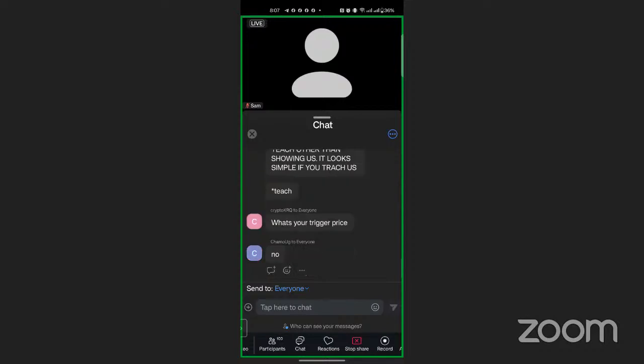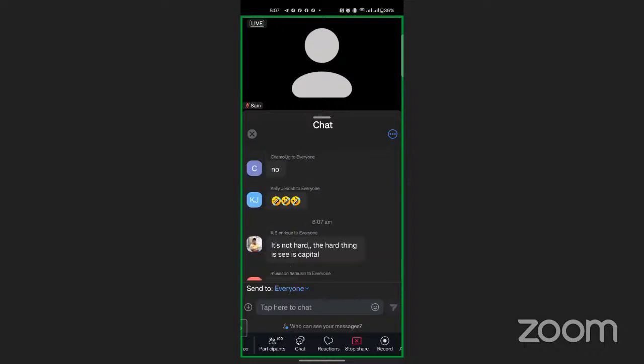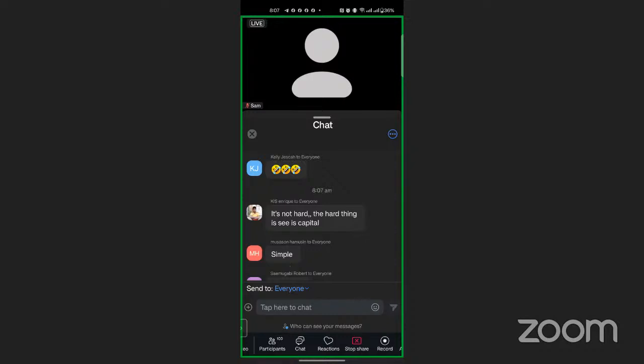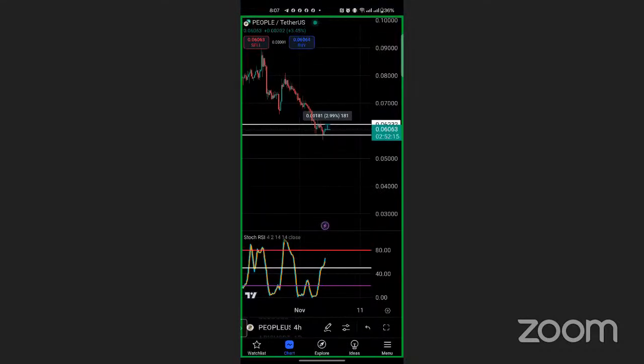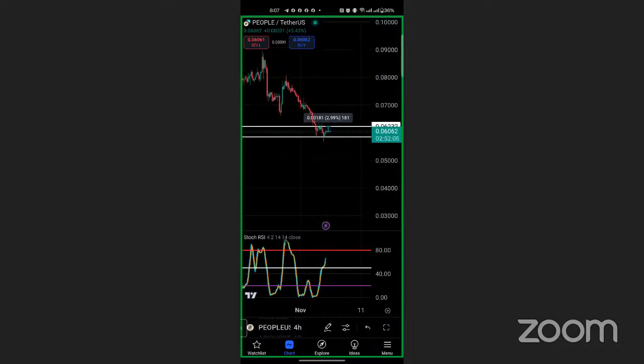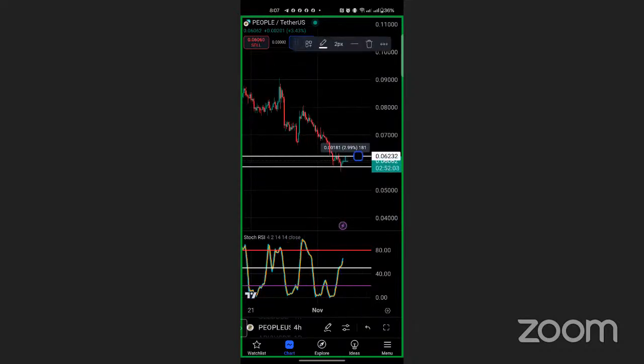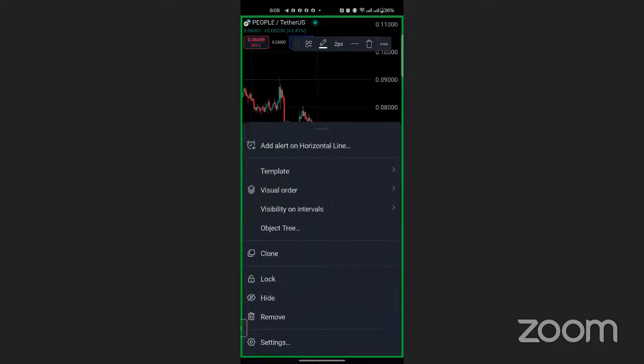Is this hard? So someone is saying the hard thing is seeing capital. You use what you have. You see, in a few hours from now, I'm using RSI, which we have learned. I'm also using a horizontal line. Okay, now let me get back to, let's draw.